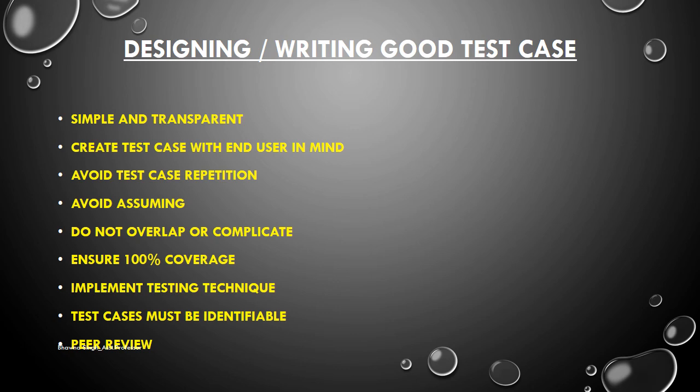Then the next we have the peer review. Peer review means that after we have created the test cases, we should get them reviewed by our colleagues, so that some uncovered defects can be discovered, and we'll be able to write again the test cases that were missed by the test case writer. So all these are the points that we must always consider while designing a good test case, because the entire testing process depends on these test cases, and the failure of the system depends on this.